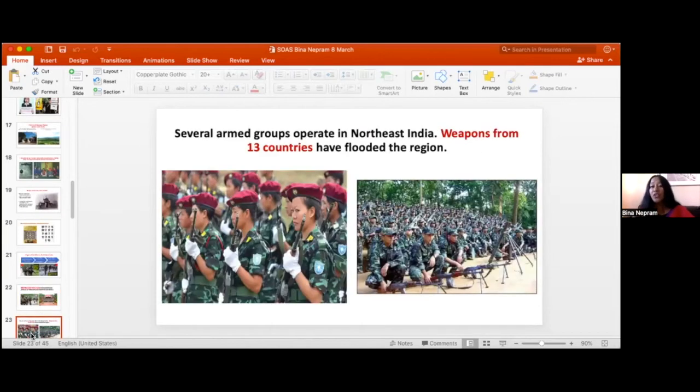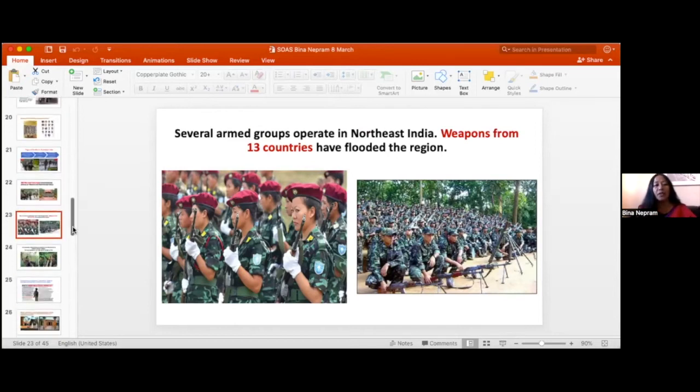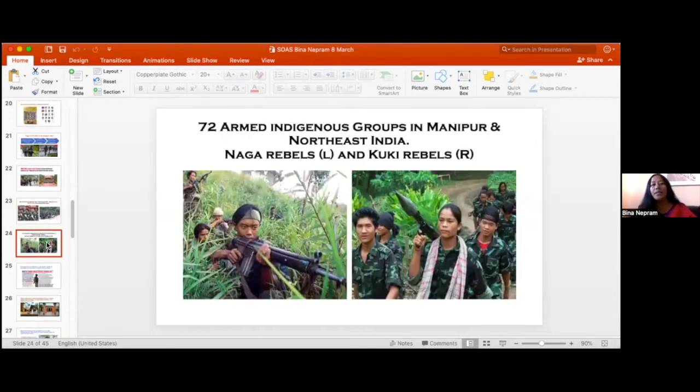Now, it is not just the government. Look at this, armed groups. My research started not because I wanted to research gun violence, but in fact, I have come to Heidelberg University and I have spoken and written a paper on this. One of my seminal pieces of research is mapping weapons from 13 countries flooding the northeast of India. So imagine, how would someone be who grew up in such an area? These are different groups, heavily armed.